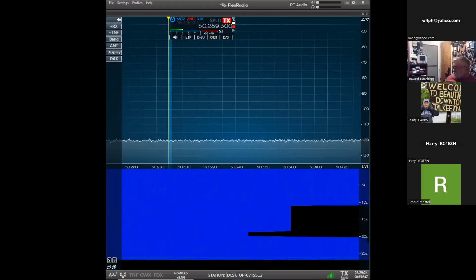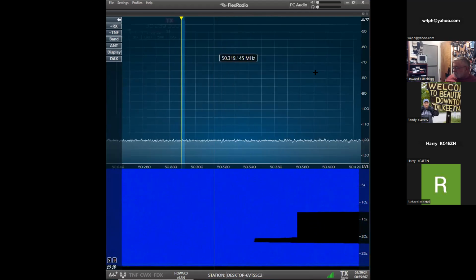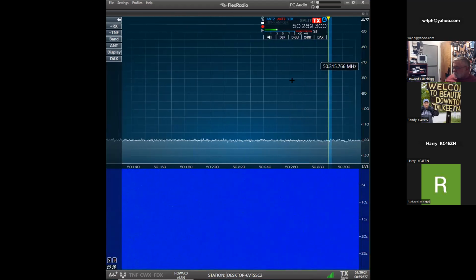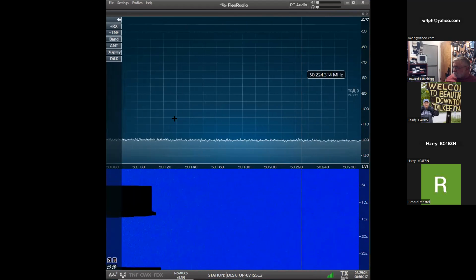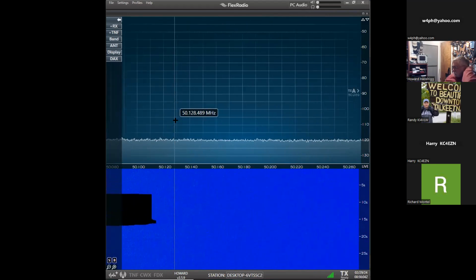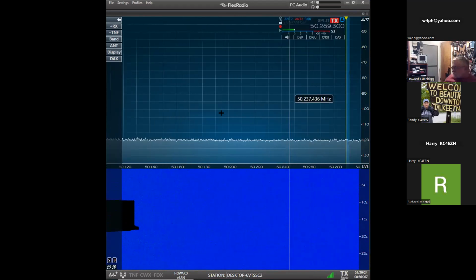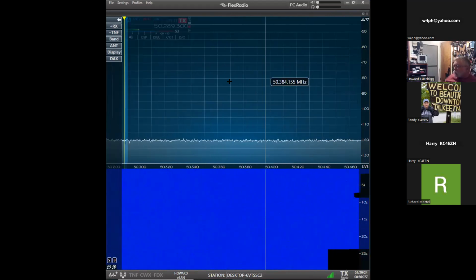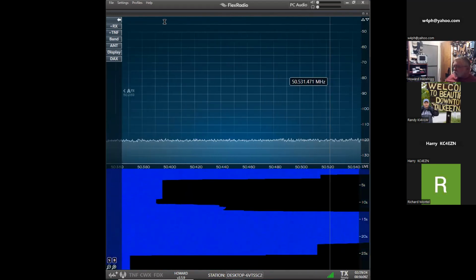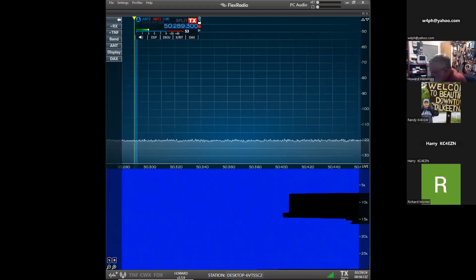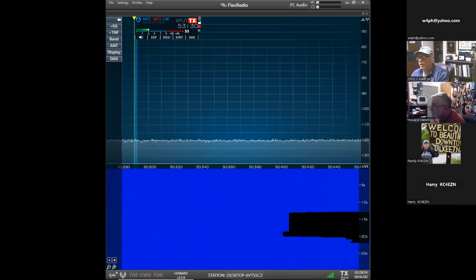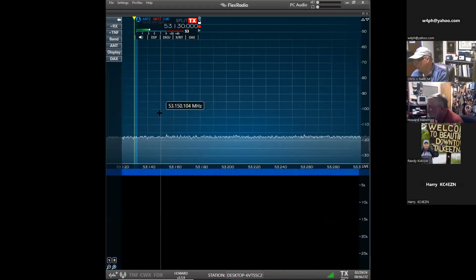Kilo India 4, Victor Lima Whiskey, testing. 1, 2, 3, 4, testing. 1, 2, 3, 4. It keeps dropping down to 50. What? I'm on 53. Hold on just a second. That's where I missed it. 53.130. I hear you coming through loud and clear on my station, Randy.